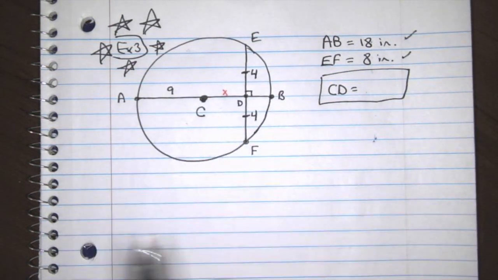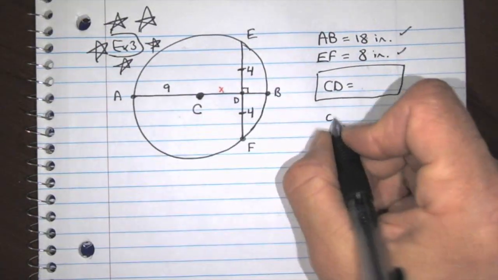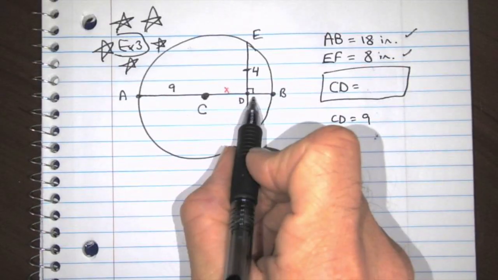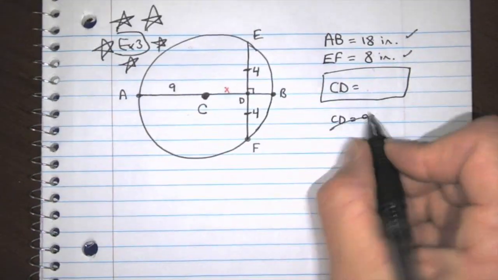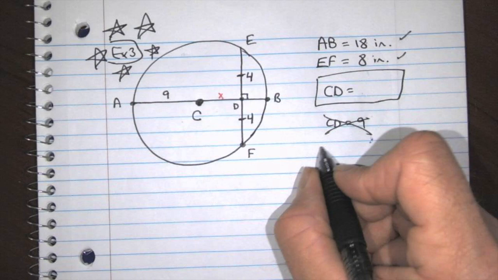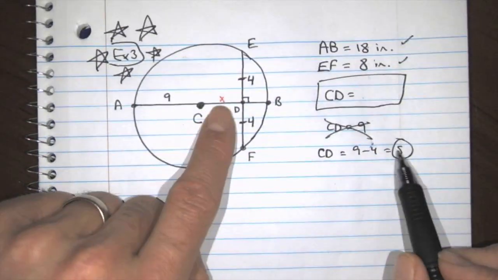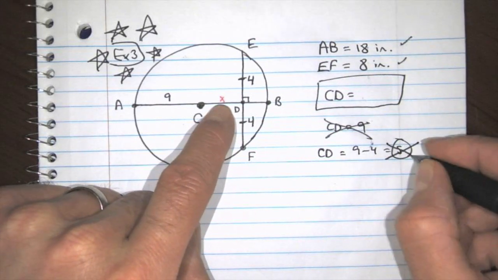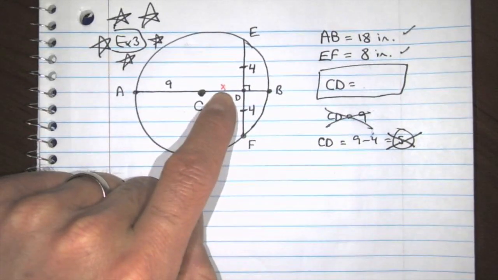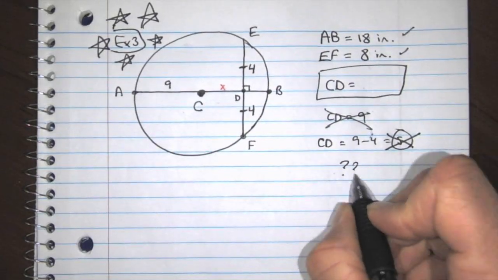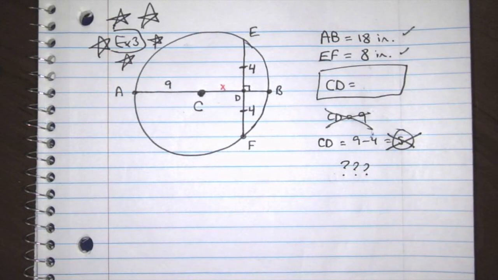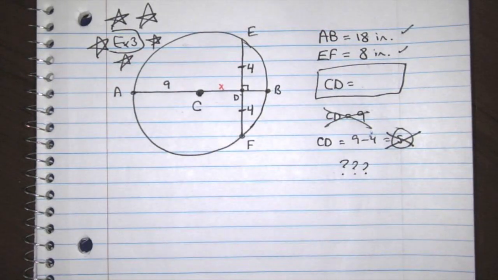Here's what they do. I do have kids that say CD is 9. No, that's not a radius. Some kids do this. They say, well, 9 minus 4, 5? The distance is 5? No, that doesn't make sense either. And then the confusion sets in. How do you find this distance?